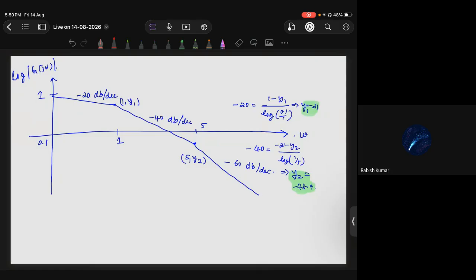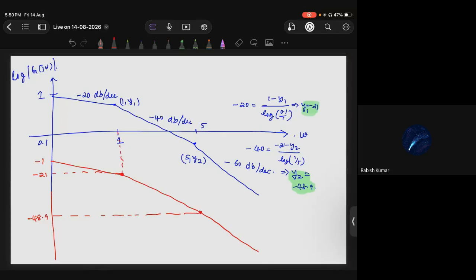So the curve has to go down. So this will be minus 1. It has to start here and go down, go like this and go like this. So this value will be like minus 21, whereas this value is like minus 48.9. Is this clear? So these are our points.